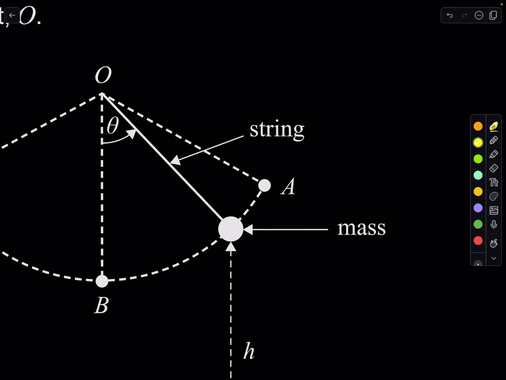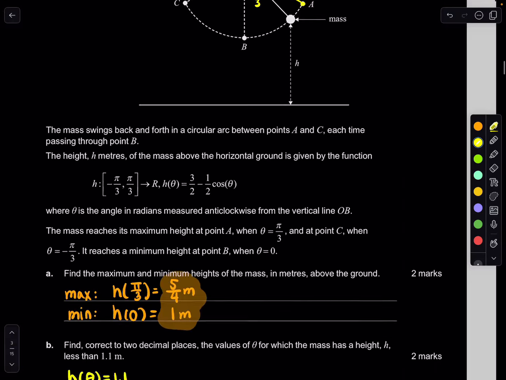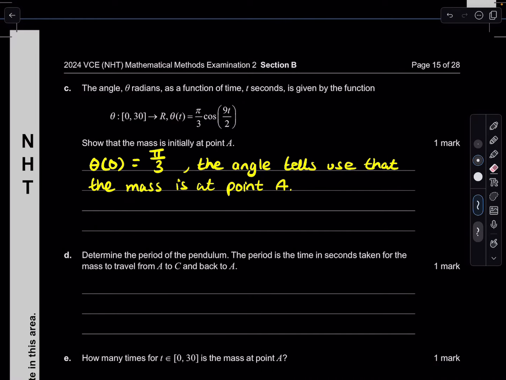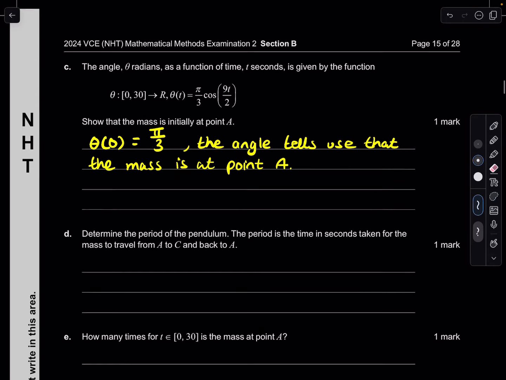So remember, we said that this angle here is pi on 3. It's at point A. So we showed basically that when theta is 0, it's pi on 3. So the angle tells us that the mass is at point A. Beautiful. Oh, there's only 1 mark, so you just had to show that.